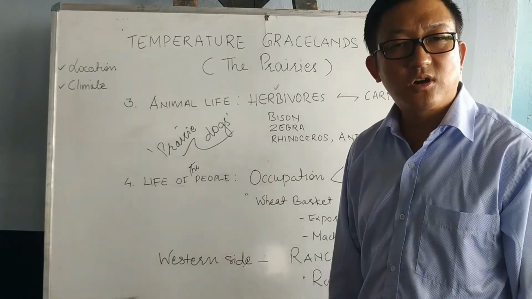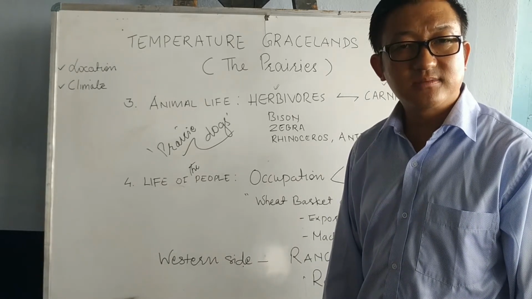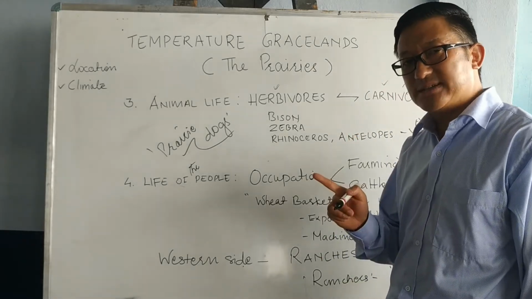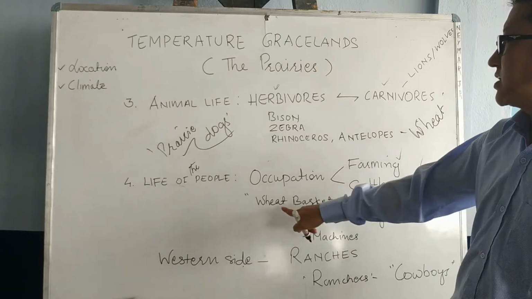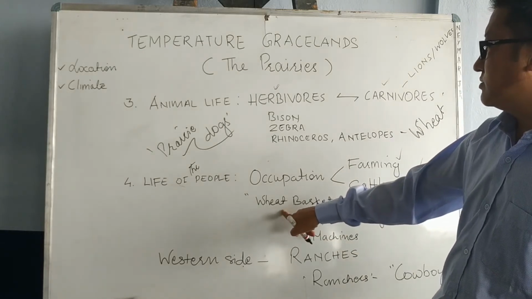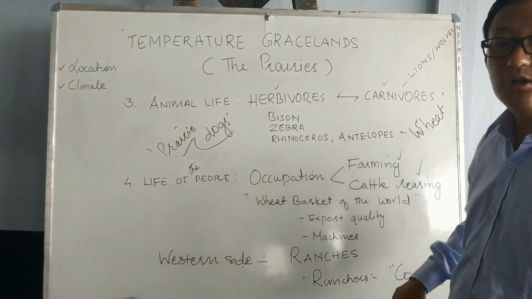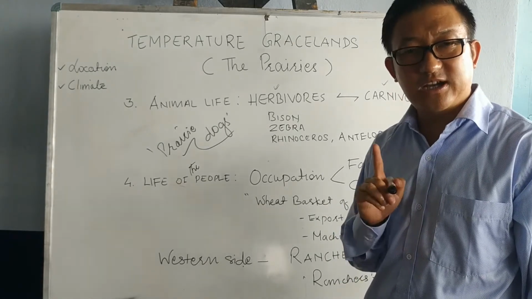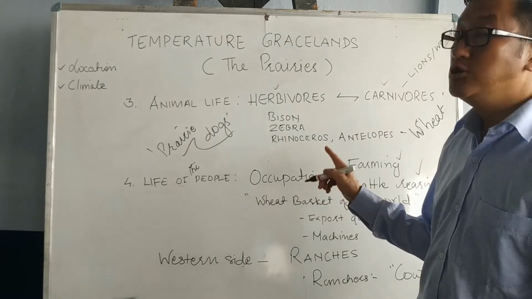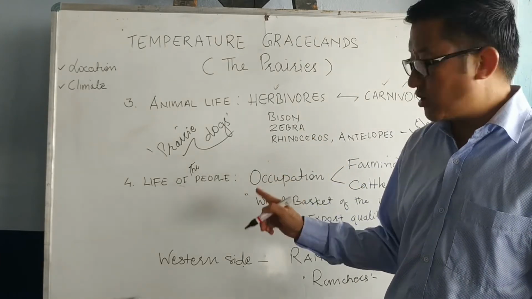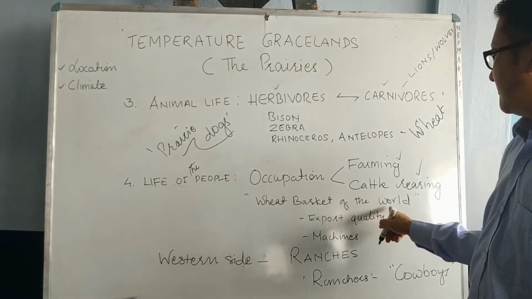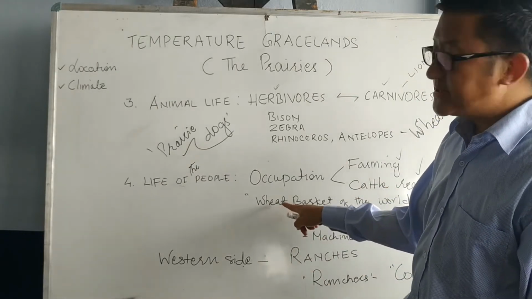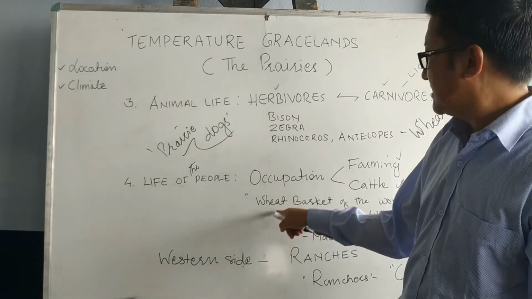The USA is called the wheat basket of the world. Which country is called the land of the midnight sun? You know, remember, no? Likewise, similarly, which country is called the wheat basket of the world? Which country? If you are asked, then you have to answer USA is called the wheat basket of the world. Okay? Alright, so this is because plenty of wheat you get in this country.